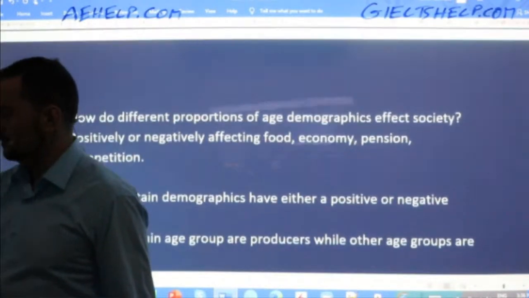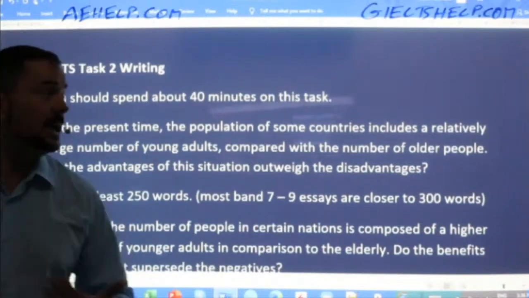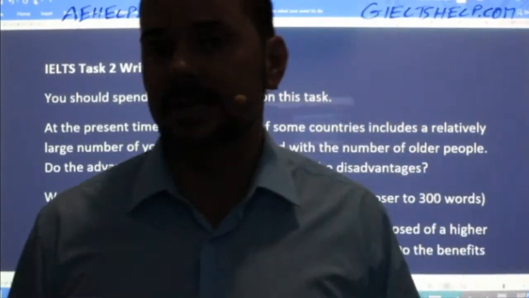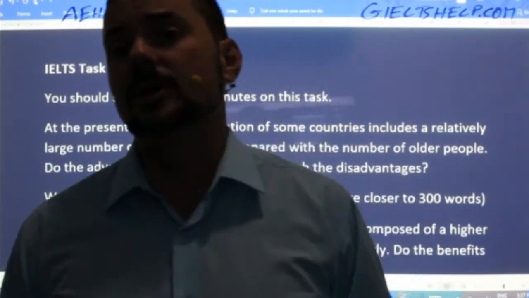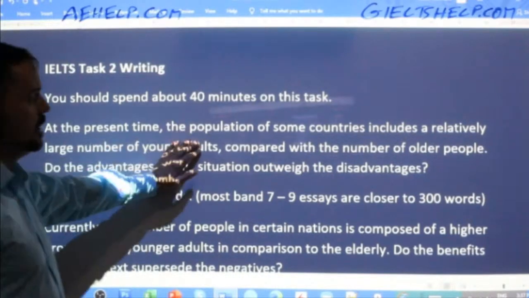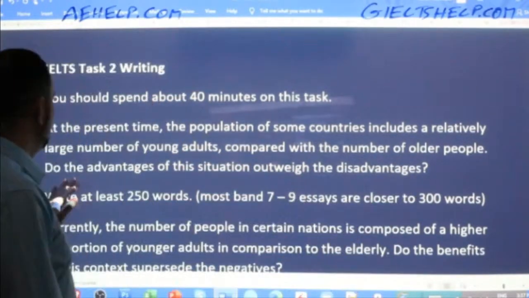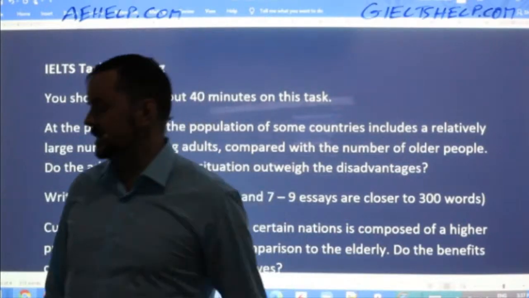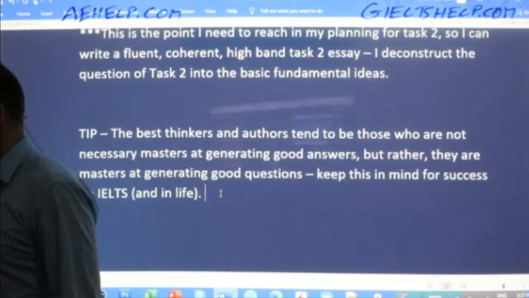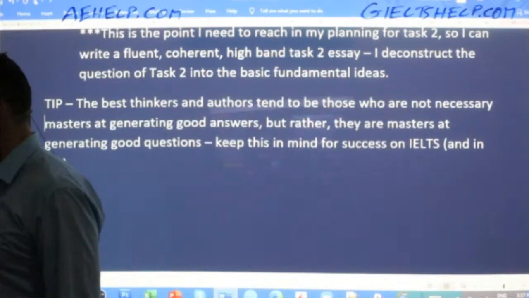So I have all of these questions before me now. I have a lot of thoughts around it. I go back and I read the original question and then I come up with my thesis statement. My thesis statement is the most important sentence of my essay. It tells my reader what I think, what I'm going to argue, what the direction of my essay is. Okay, so here we go. At the present time, the population of some countries includes a relatively large number of young adults compared with the number of older people. Do the advantages of this situation outweigh the disadvantages? Okay. You could write this negatively too, but I think it's easier to write on the positive side here.